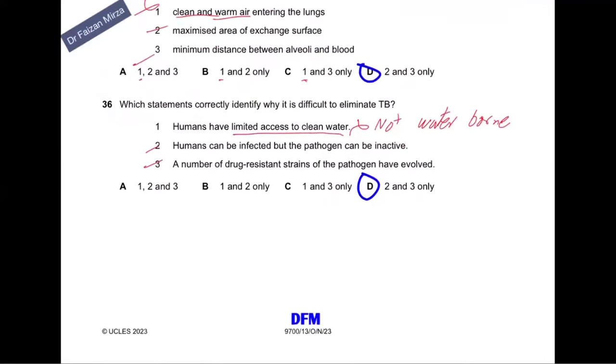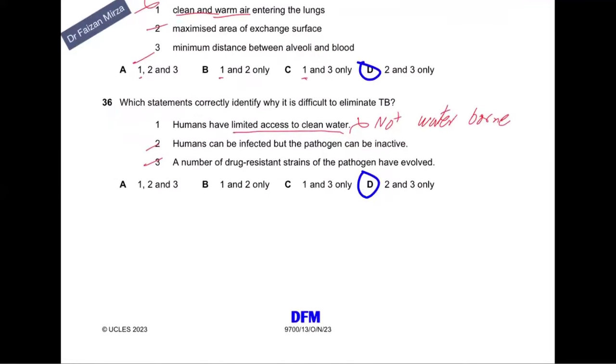Which statement correctly identifies why it is difficult to eliminate TB? Humans have limited access to clean water. No. Why no? Because TB is not a waterborne disease to begin with. Humans can be affected, but the pathogen can be inactive. Yes, because there are many people who are just hosts of TB, in the sense that they are asymptomatic, they become carriers and they transmit the pathogen to others, and in other people, the pathogen can become active. A number of drug-resistant strains have evolved. Yes, MDR-TB, XDR-TB, we have discussed this. So these two options are correct. So again, 2 and 3 are correct.